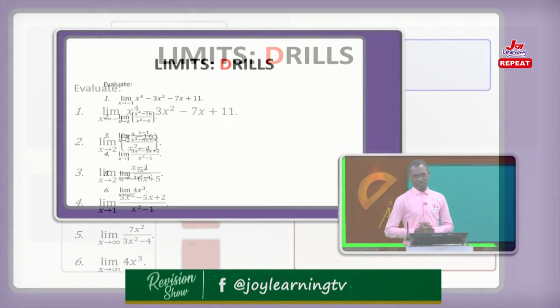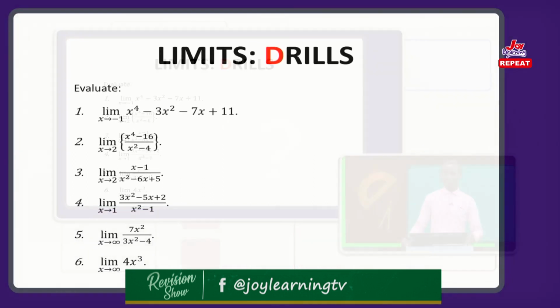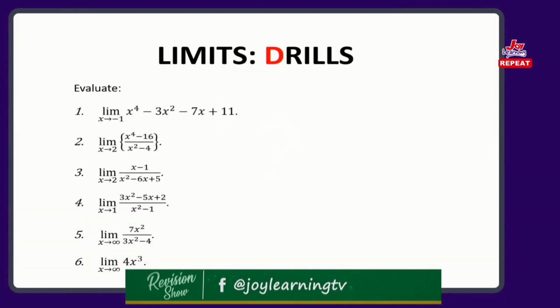So, we have 6 problems on the screen. Take a shot at any one of them you want to. Any one of them. Be daring enough. Give it a try. They cover everything we have discussed so far. So give it a try. Take a shot.